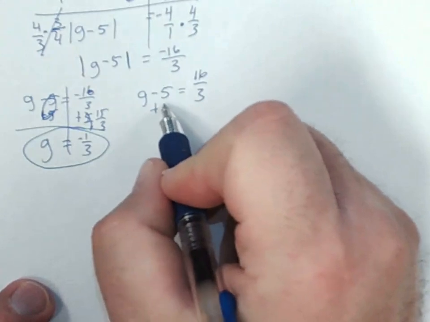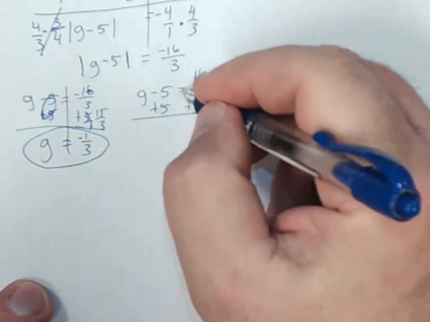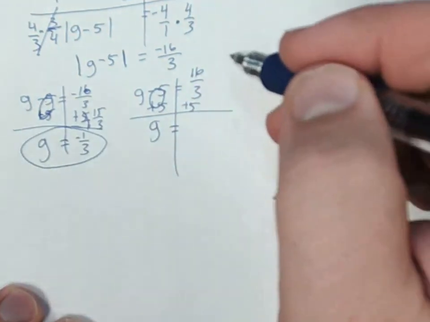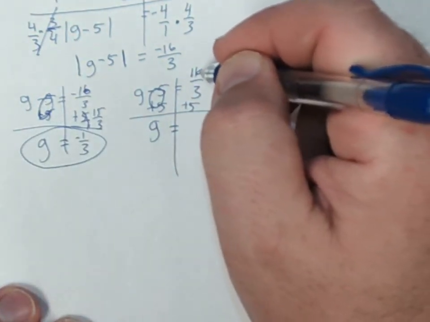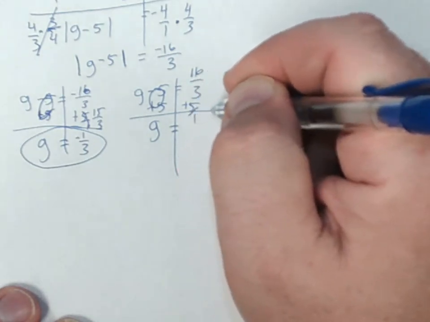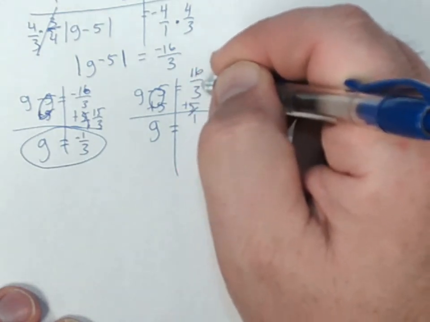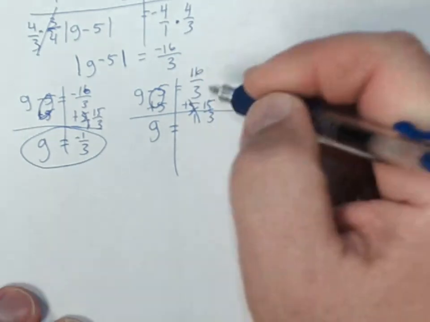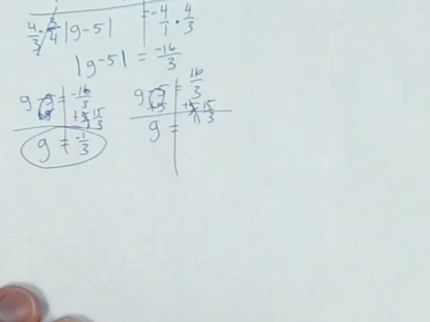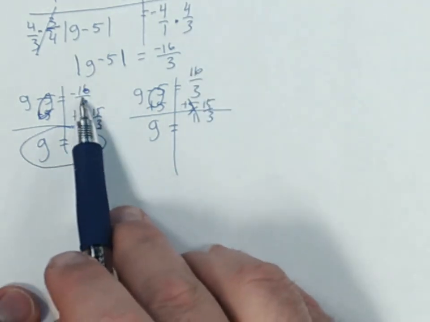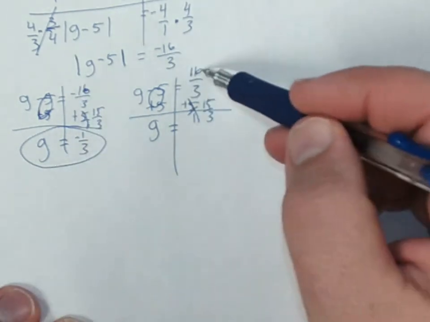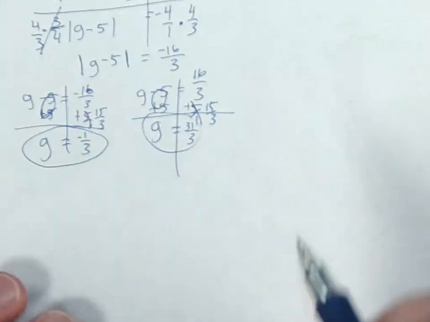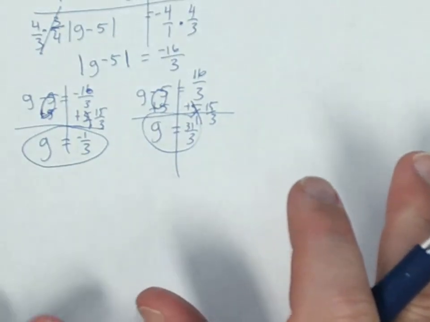Same deal over here. I'm going to add 5 to both sides. Once again, on the left, that makes a 0, which leaves me with just g. On the right side, we have 16 over 3. And again, I'll turn this 5 into 5 over 1, and if I adjust the denominator so that it has a denominator of 3, this becomes 15 over 3. So I have 16/3 plus 15/3. Here's the difference. Over here, one was negative and one was positive. Over here, they're both positive. So when I add them, I get 31/3.